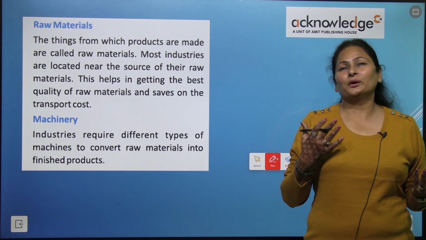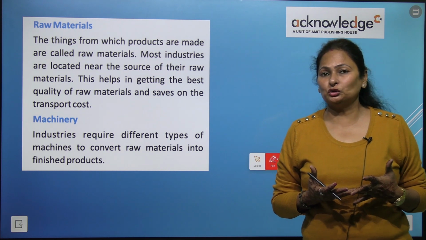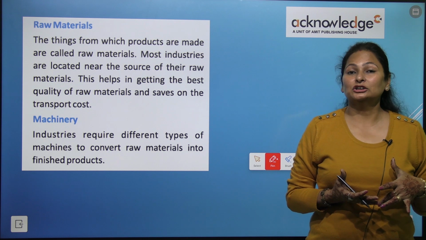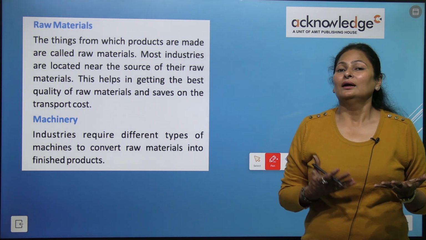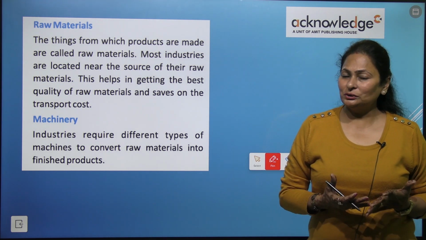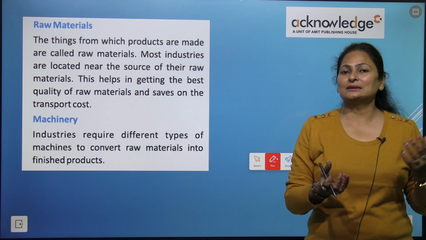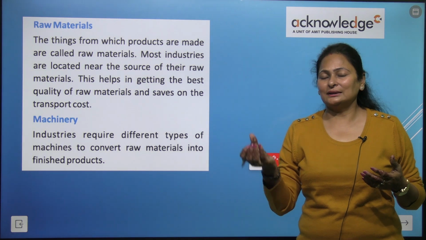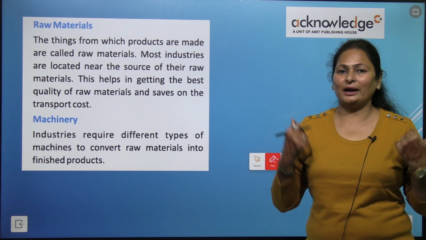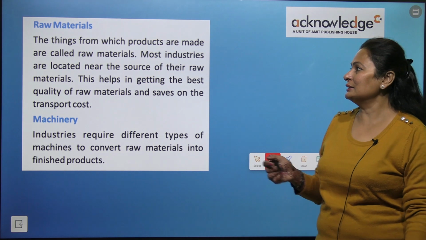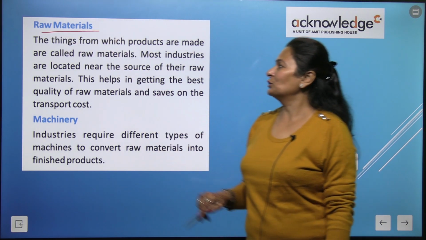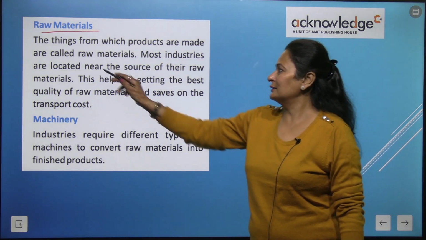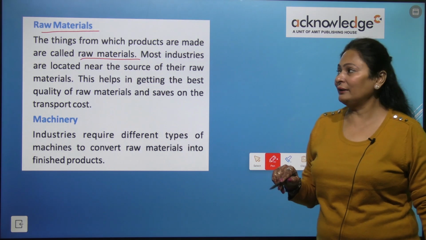You can take the example of sugar, right? For sugar, what is the raw material? It is sugar cane. To make jaggery, again sugar cane is needed. So sugar cane is the raw material, and what is the final product? It is sugar or jaggery. So raw material is needed, right? The things from which products are made are called raw material.